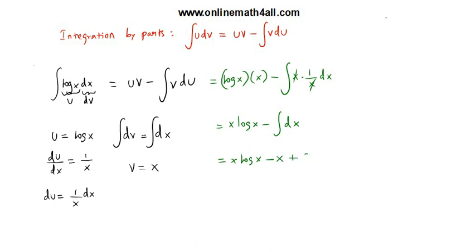So the integral constant should be added because it is an indefinite integral. So the integration of log x is x log x minus x plus c. Otherwise what we can do is, we can factor x from these two terms, then the result can be written as x times (log x minus 1) plus c.